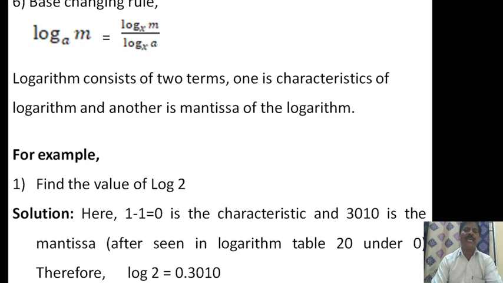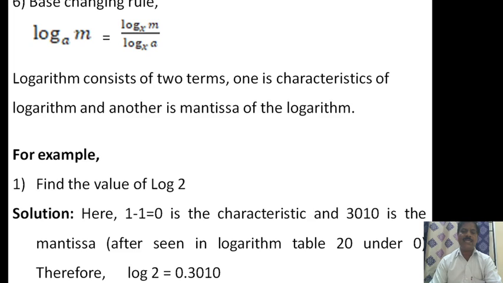Here log 2 is there, no? First, our duty is to find the position of the decimal point in 2. The decimal point will be on the right side of the number 2, so the decimal point comes here. After pressing 2 on the calculator, we get 2 point, so the decimal point is displayed.